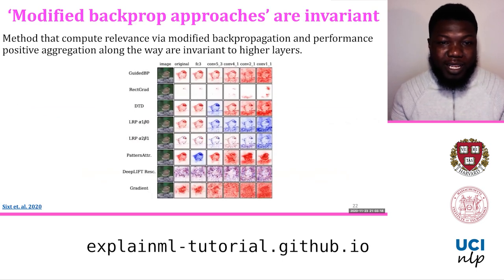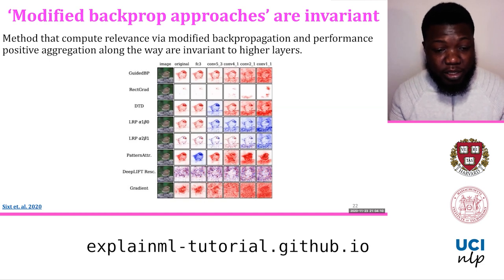This behavior of guided backprop actually extends to a general class of methods called modified backpropagation approaches. In a recent work, Sixt et al. studied this and were able to theoretically show that these methods, which in some sense post-process the backpropagation process through a positive aggregation, produce visualizations or saliency maps that are invariant to the higher level weights. The example shown here is a VGG16 model and a series of different explanations. We see that some of these methods, in particular the ones that modify the backpropagation process with positive aggregation, are invariant to the higher level weights: like guided backprop, deep Taylor decomposition, two variants of layer-wise relevance propagation, PatternNet and PatternAttribution. These methods are invariant, as we see, to the higher level weights.